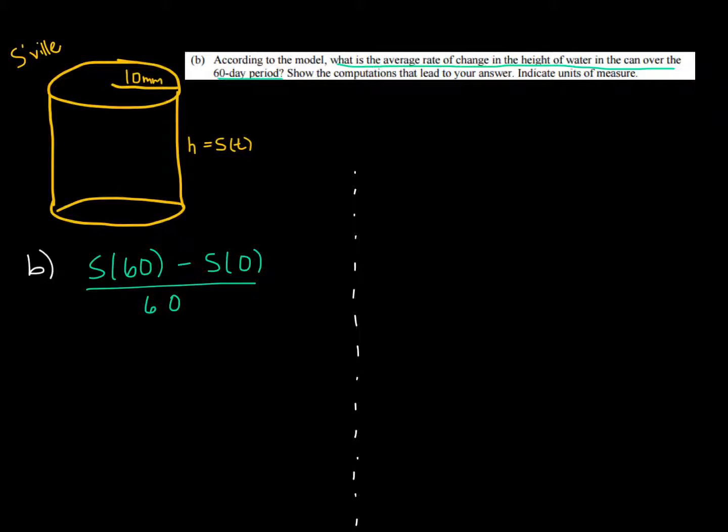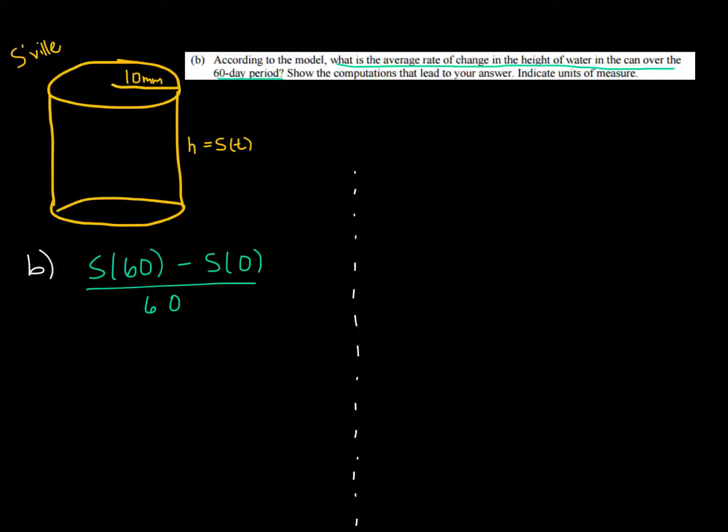Okay, and if you thought of this, then you could compute this easily because we found the height after 60 days in part A. We know the height at the beginning is 0, and we can divide that pretty easily by 60. Before we compute that, I want to show you how this is similar to another way of thinking, which is you're finding the average value of the rate of change.